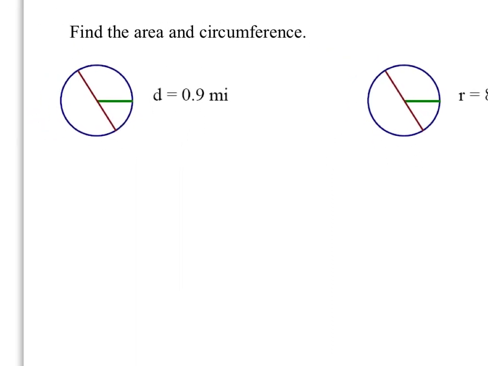Now this says find area and circumference. I didn't say anything about circumference earlier. Our aim doesn't say anything about circumference. What is circumference? How does that fit into today's work?